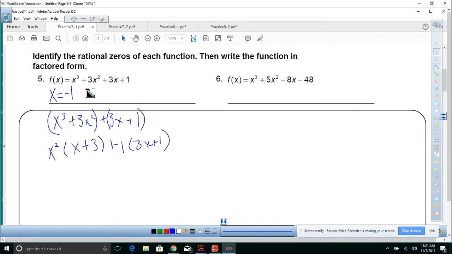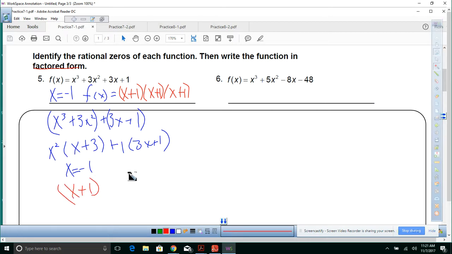So f of x equals, and now write it in factored form. That would be x plus 1 times x plus 1 times x plus 1. So this right here, you got x equals negative 1. Add 1 to both sides, and that would give you x plus 1.